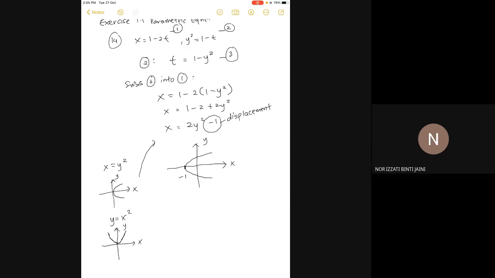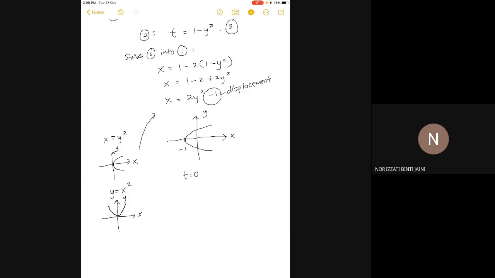Now we want to find the orientation. How to find the orientation? Sebab kita guna eliminate parameter t kan. However, to find the orientation, you still have to plot a point. Let's say I choose t equals to 0. But then you don't have to guna banyak-banyak point lah. 2 point cukup as long as you already can determine the orientation. Okay. So t equals to 0.